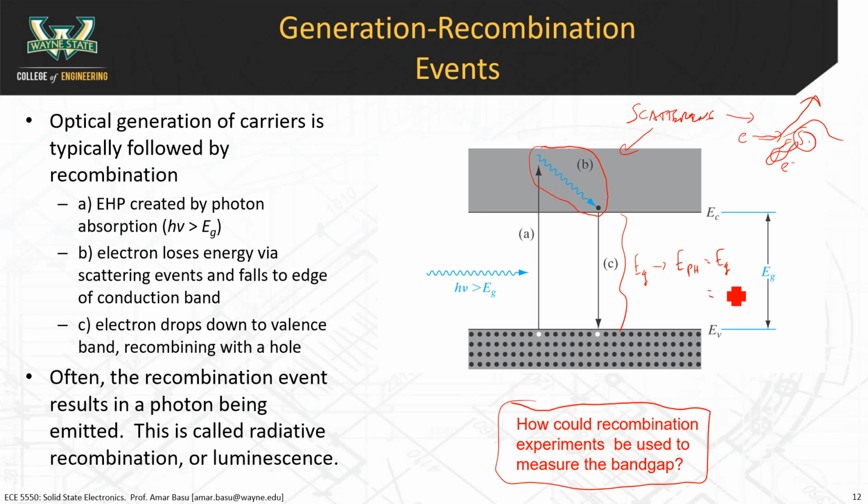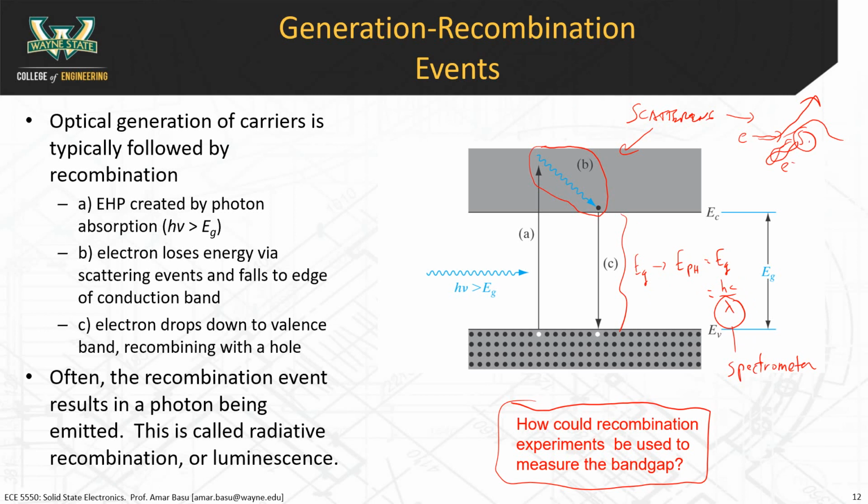The photon will then have energy equal to hc over lambda, and so we can measure lambda. We can measure lambda with a spectrophotometer or spectrometer, very similar to how the physicists did it back in the early 1900s when they discovered atomic spectra. Based on this wavelength, we can measure the band gap of the material.